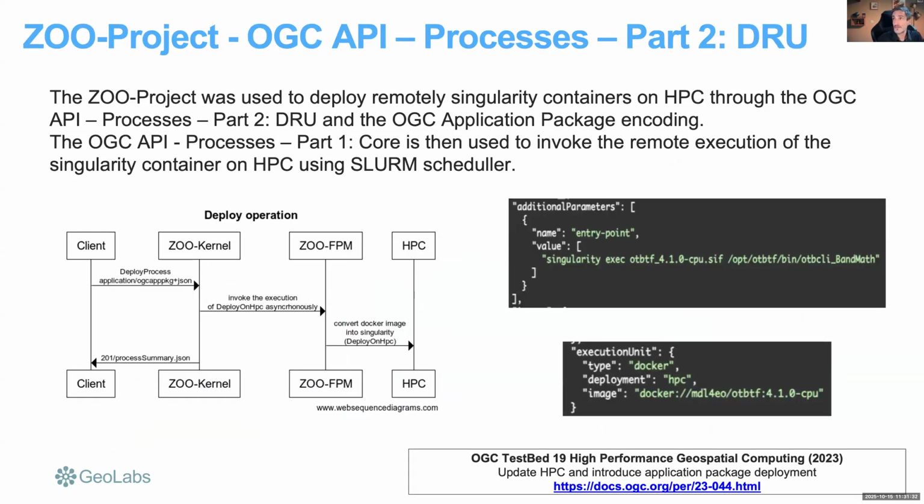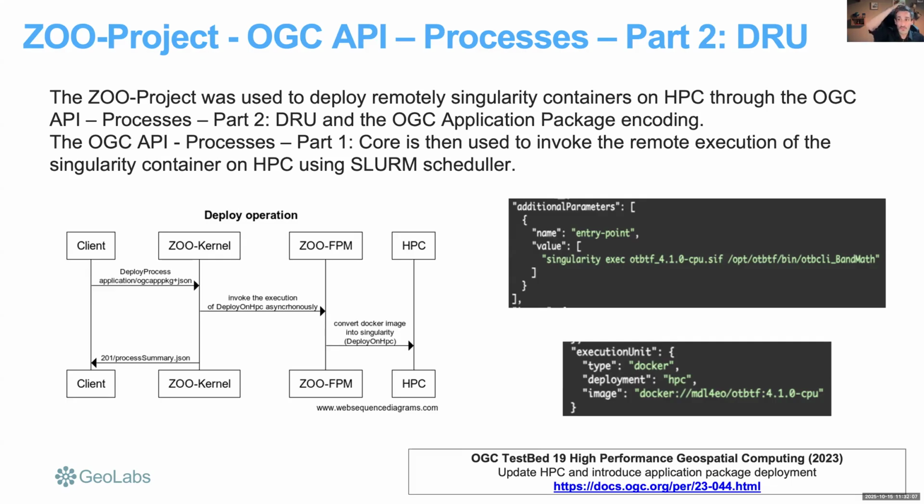So here is the result of the experiment we made in Testbed-19 in High-Performance Geospatial Computing back in 2023. The idea here was to try to reuse OGC API Processes Part 2 deploy, replace and undeploy, and the OGC application package JSON format to enable the deployment of the process through the ZOO-Project.